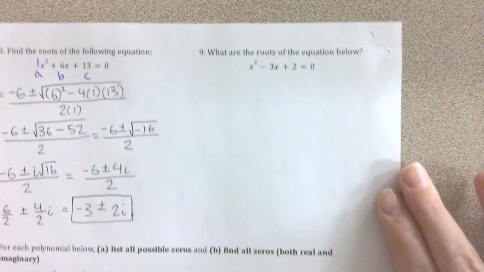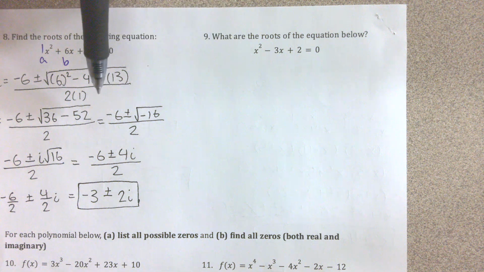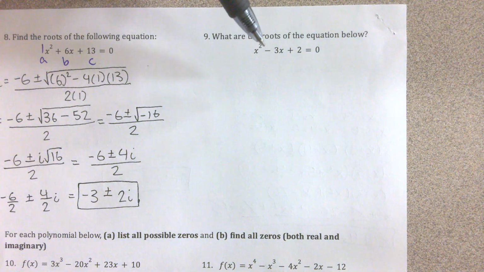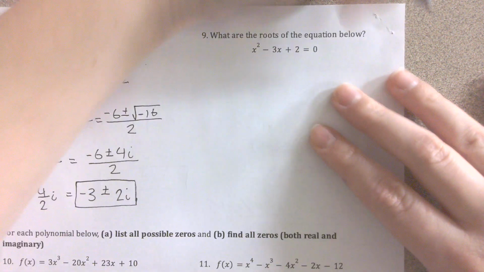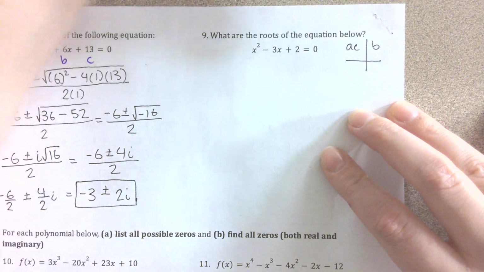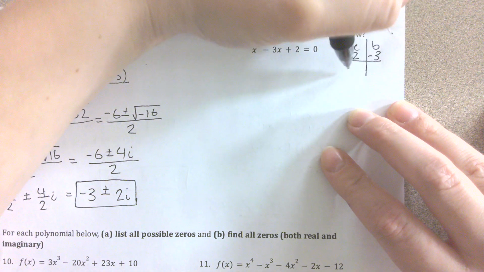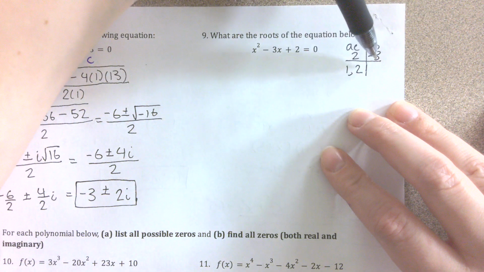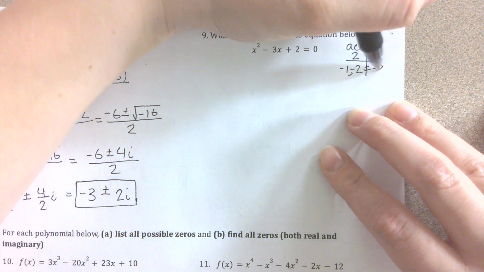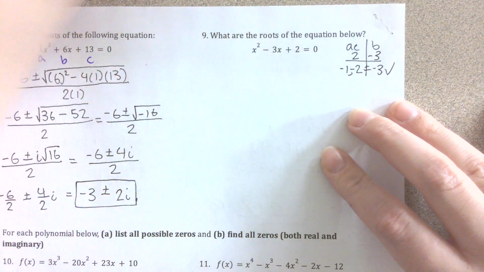Number 9. What are the roots of the equation below? You're welcome to do the quadratic formula if you like, but that would actually be overkill on this problem. This is a very basic factoring problem. So let's factor. We have our ACB chart. a is 1, so we just look at c, which is 2, and b is negative 3. 2 only has one pair of factors, 1 and itself. To make negative 3, we have to have negative 1 and negative 2. That does give us negative 3. And then when I multiply them, I still get a positive 2, so that works.